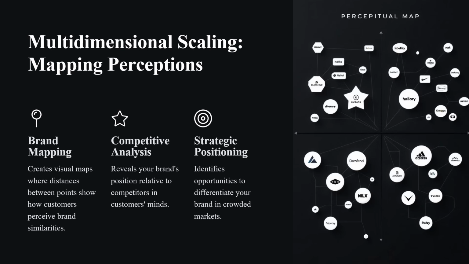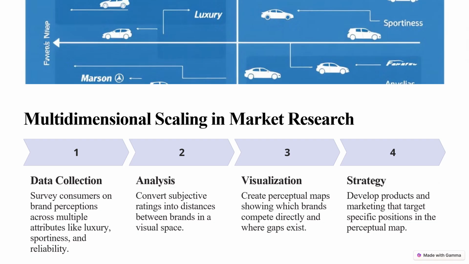By using multidimensional scaling in marketing, we can understand consumer preferences and brand perceptions. And in biology, we can visualize the relationships between two different species or two different genes. And here is a real life example for multidimensional scaling in market research and the data collection.